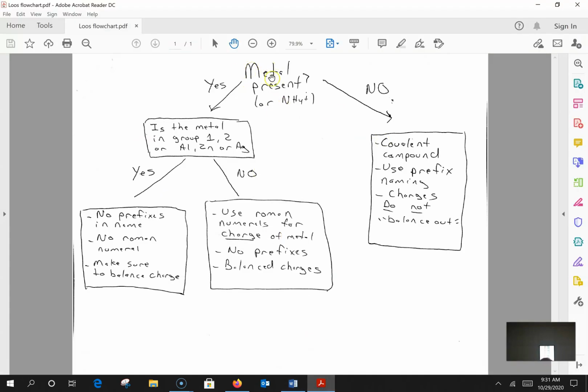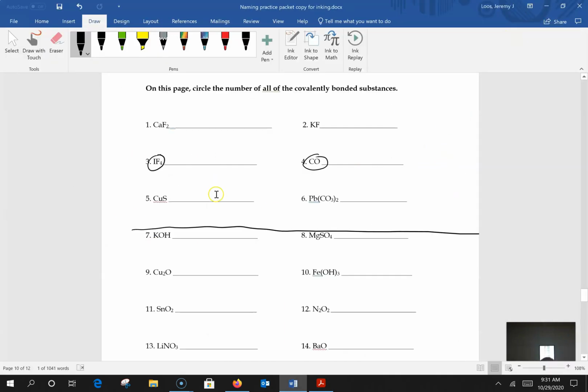For example, with covalently bonded substances, that is the only time we're going to use prefixes. So in the top half that I've drawn here, again, not on the whole sheet, but just in the top half, these are the ones that I'm going to use prefixes on. So I would indicate a little P there, and now none of the others in this top half are going to use prefixes. The next thing I might want to find is which ones need Roman numerals.